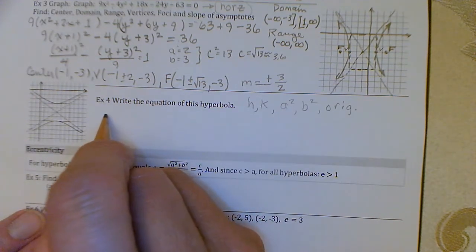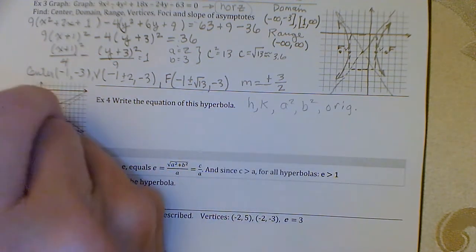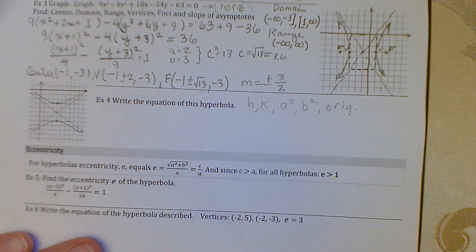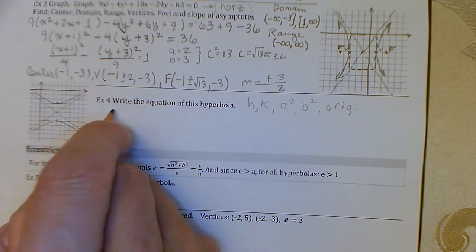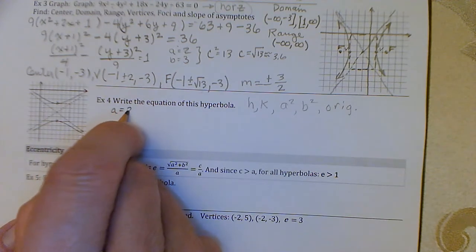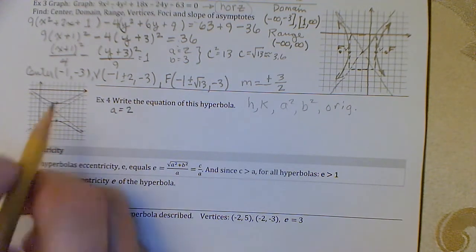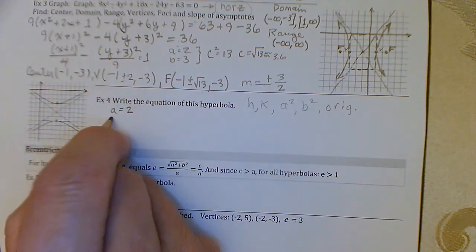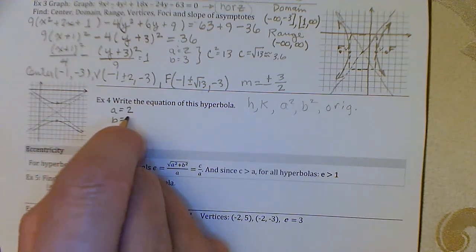All right, so we can look here. We know the vertices is here, the vertex is there. And so we can tell from that that A is going to be 2. And they were nice and they drew our box for us. And so that box tells us that B is equal to 3.